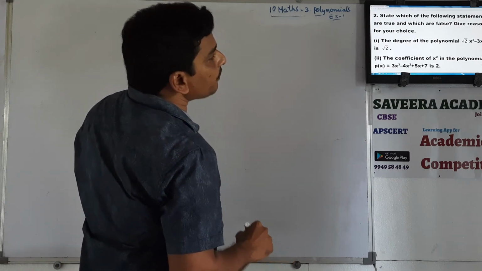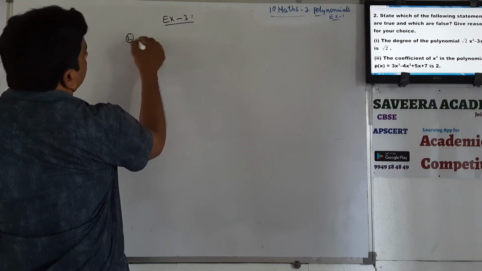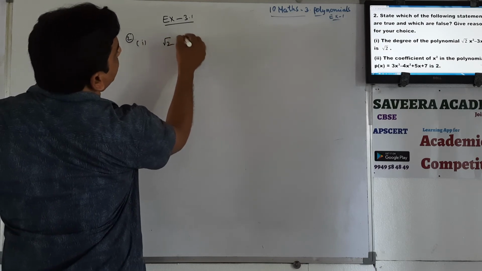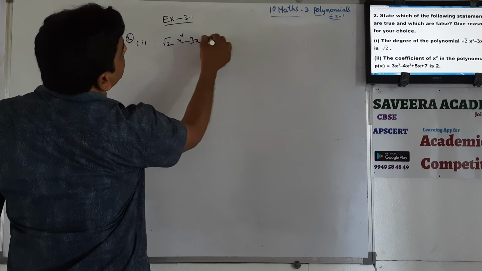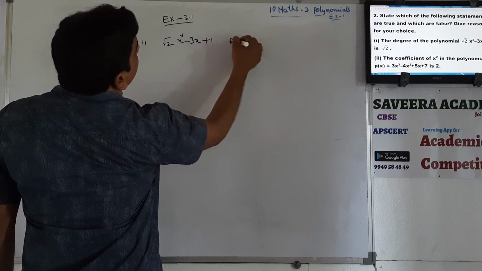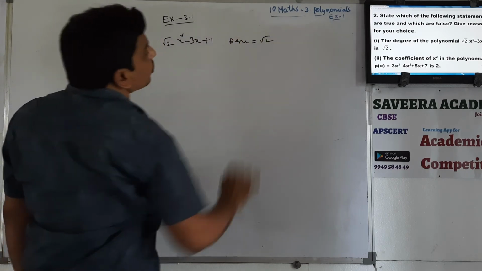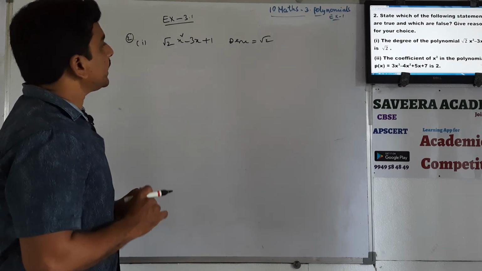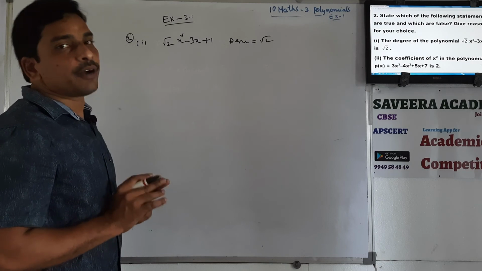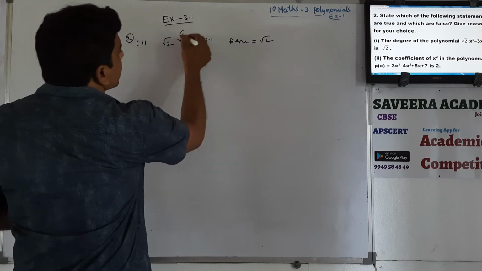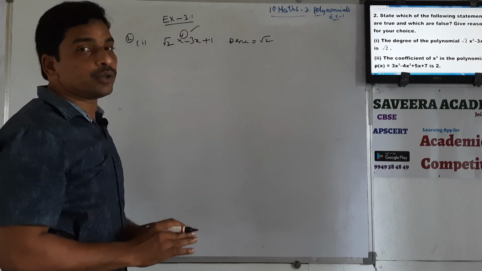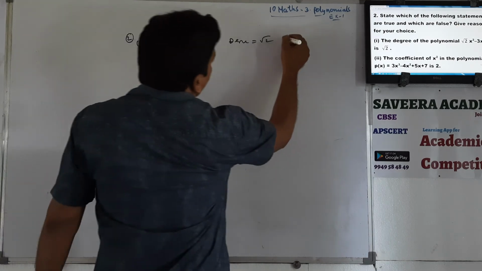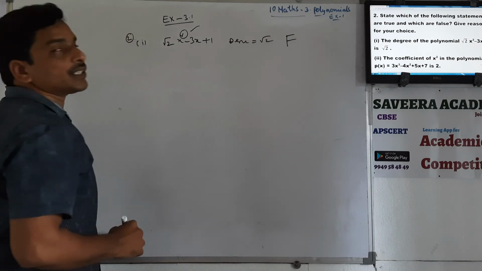First question. The degree of the polynomial root 2x square minus 3x plus 1 is equal to root 2, he said. Is it true or false? We have to decide. Here, degree means the highest power we have to consider. What is the highest power? 2. So the degree is equal to 2, but he said that the degree is equal to root 2. So this is a false statement.